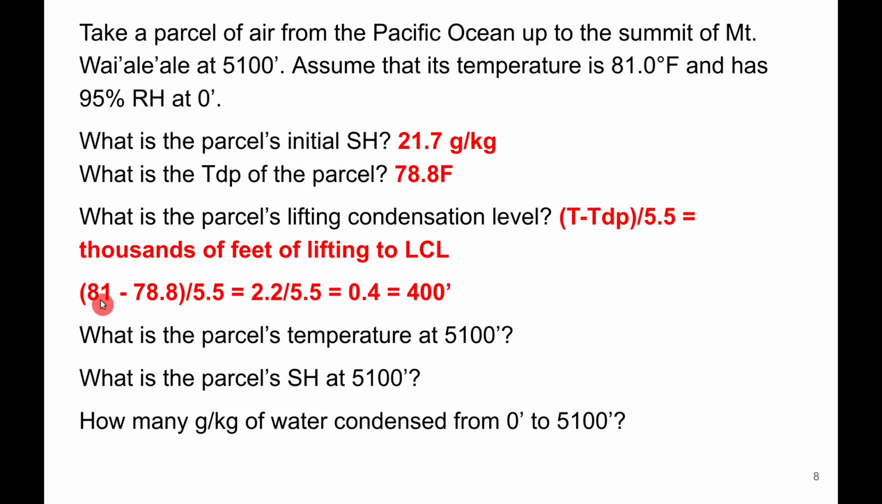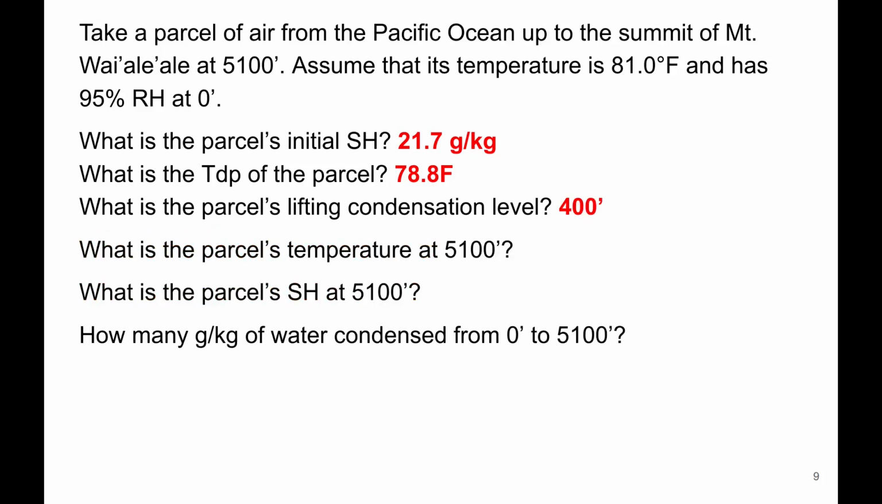The starting temperature was 81. The dew point temperature is 78.8. That works out to 2.2 degrees. Divided by 5.5 works out to 0.4. Because the units for this are thousands of feet, that's 0.4 thousand feet, which is 400 feet. So now we know the lifting condensation level. We know at what point above which we will start cooling at the moist rate. So above 400 feet, as the parcel keeps rising, now it's going to cool at the moist rate.